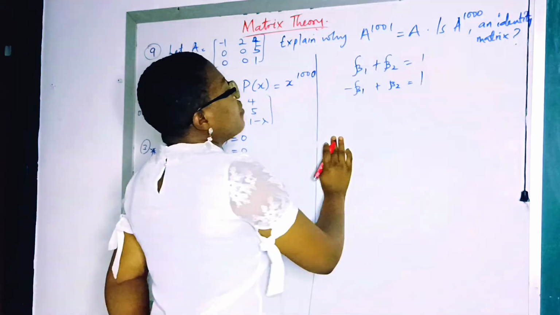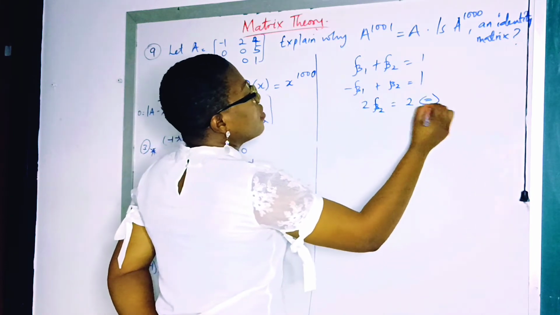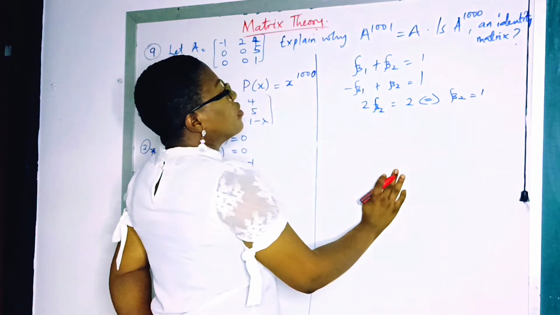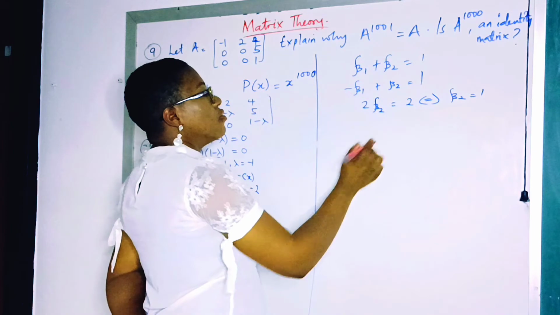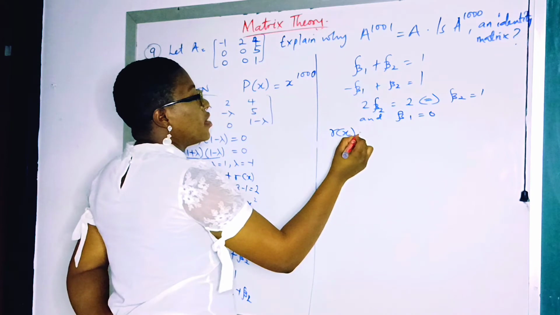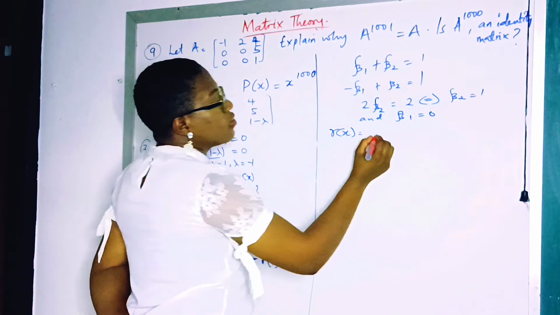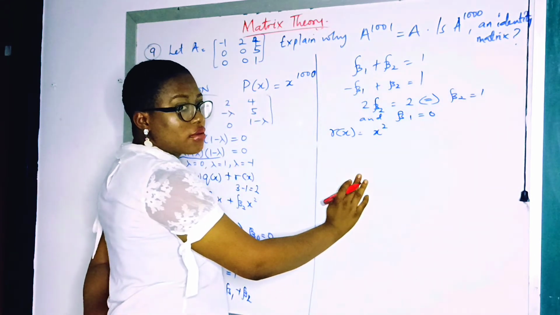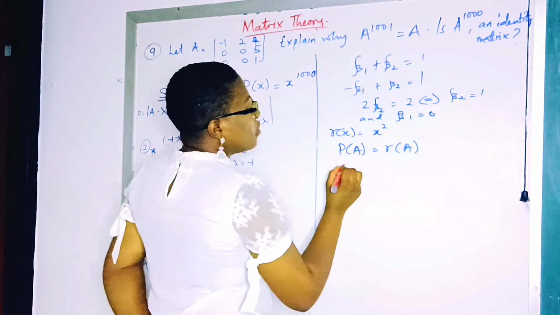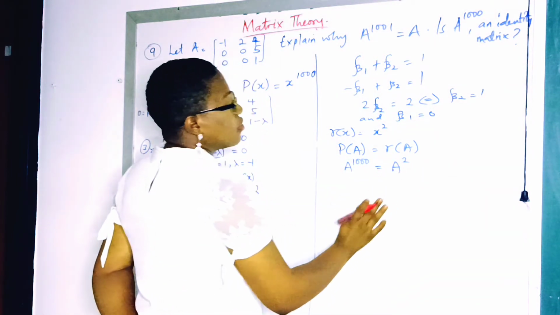So let's write that here. If I add, I have that 2 beta 2 is equal to 2, so beta 2 is equal to 1. And if beta 2 is 1, then beta 1 must be 0. Our new R of x will give me beta naught, which is 0, plus beta 1 x, which is still 0, plus beta 2 x squared, which is this. P of A is equal to R of A, right? This is A raised to power 1000 is equal to A raised to power 2, which is equal to A.